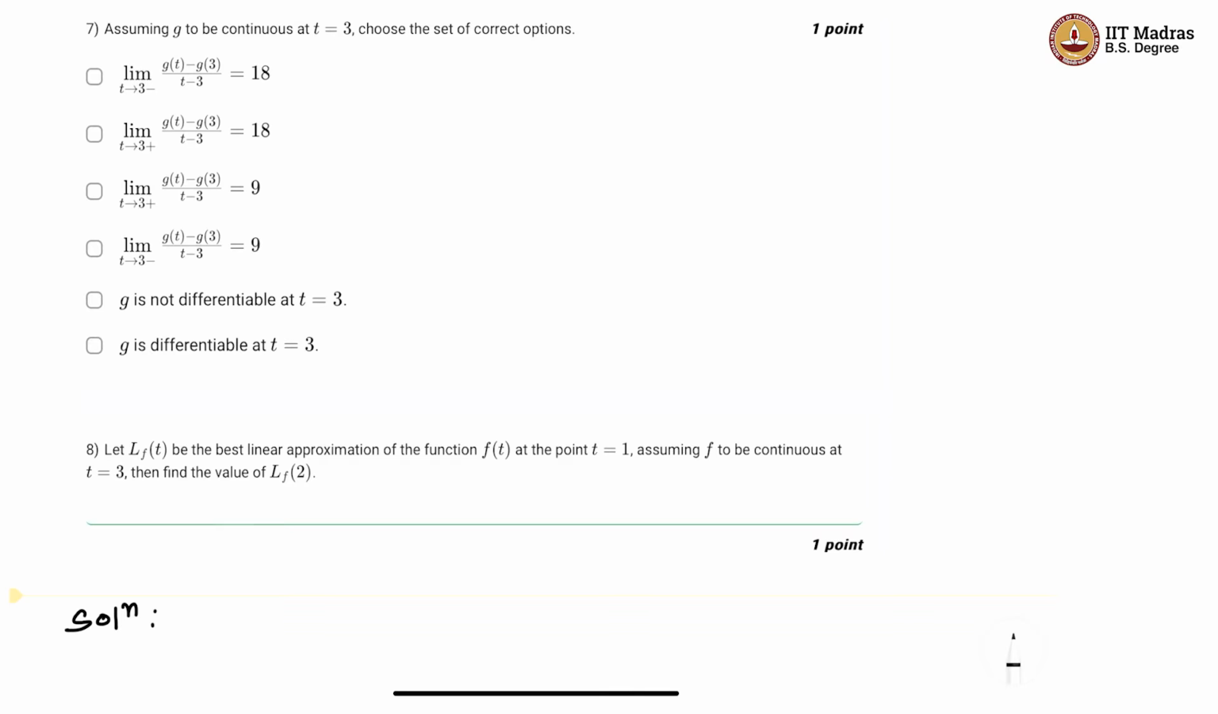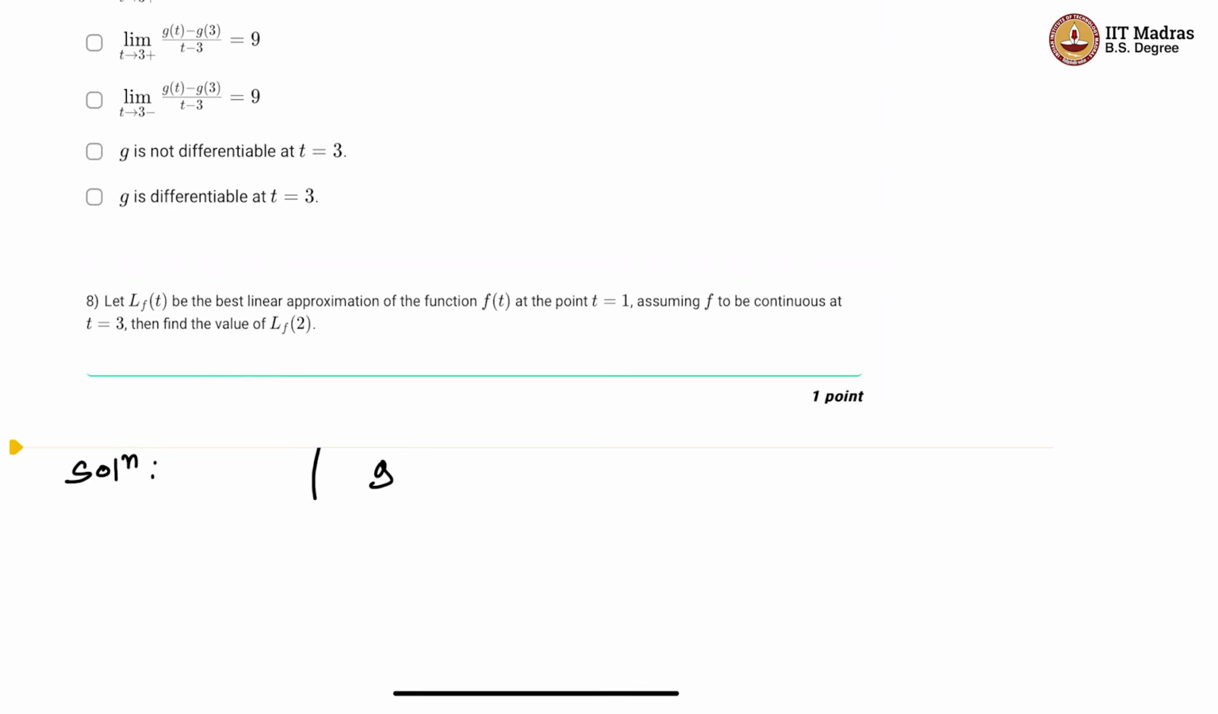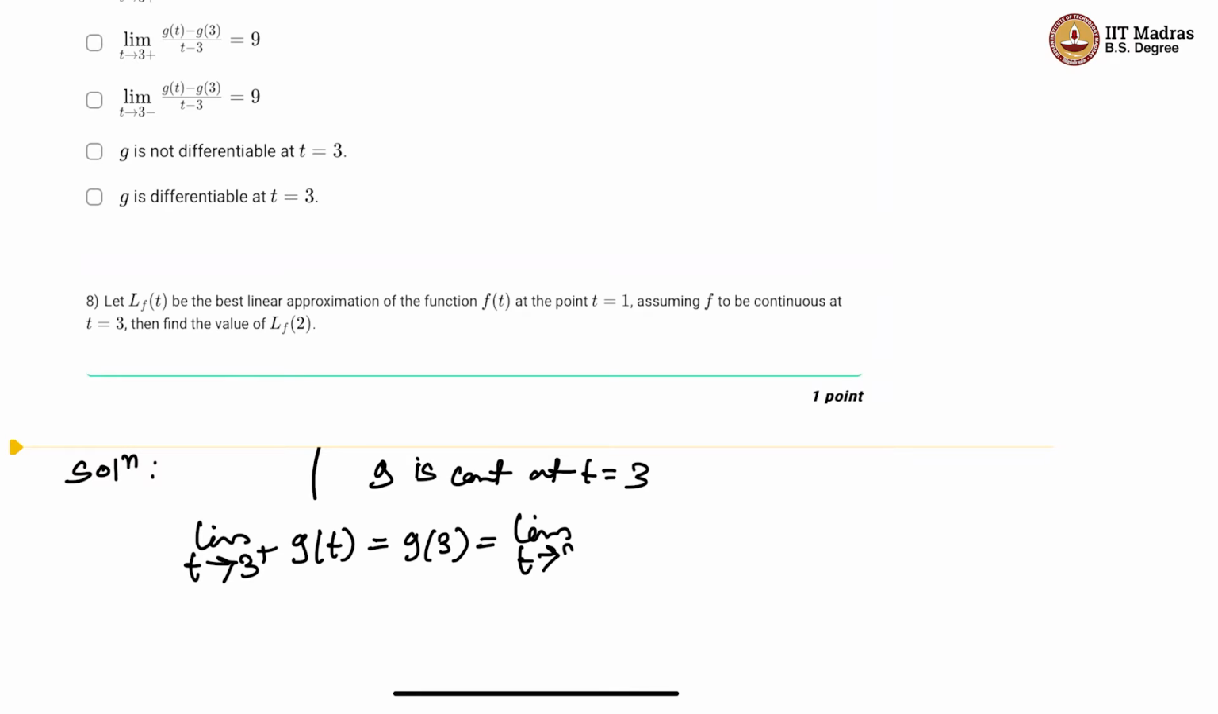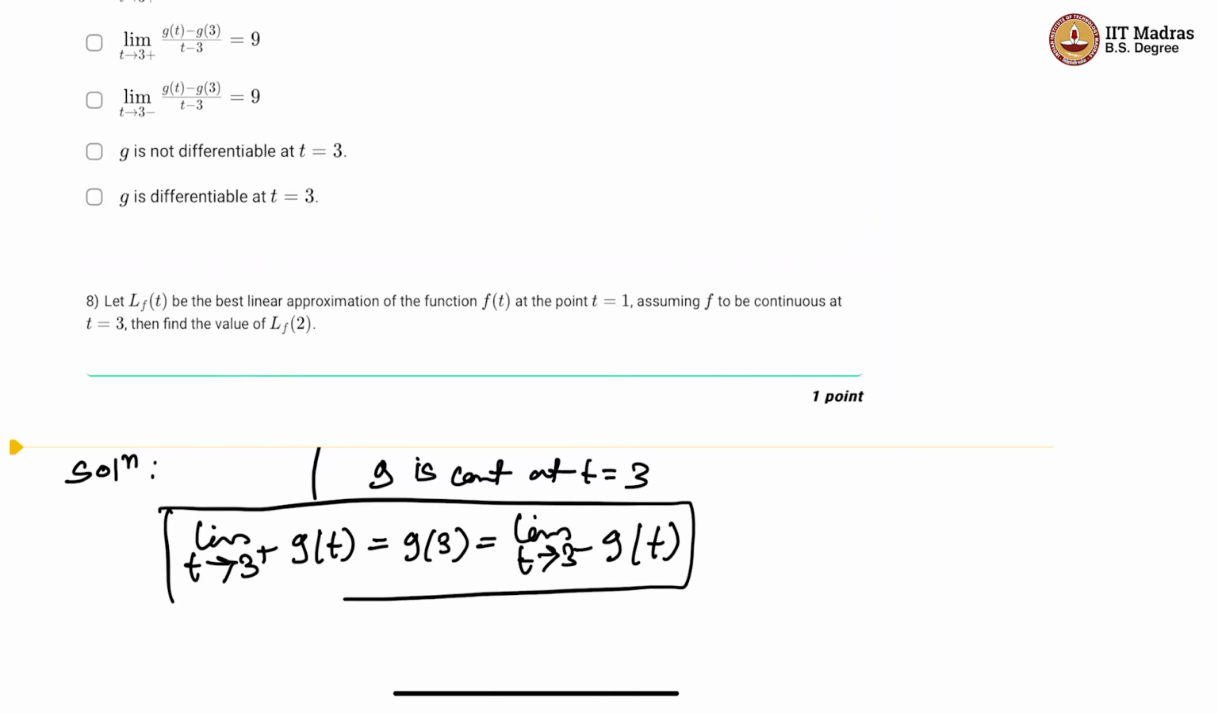Okay, so assuming g to be continuous at t equals 3. This is given, right? That g is continuous at 3. That means we have limit t tending to 3 plus g of t equals g of 3 equals limit t tending to 3 minus g of t, right? This is by continuity of g at t equals 3.